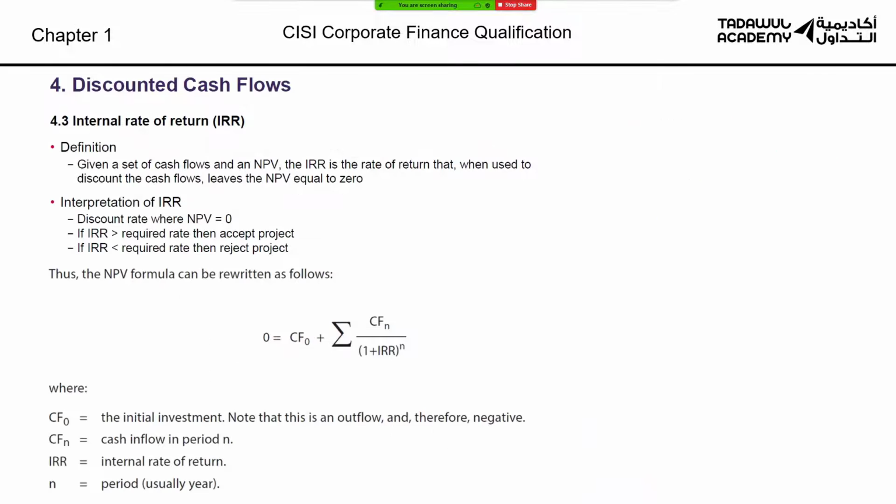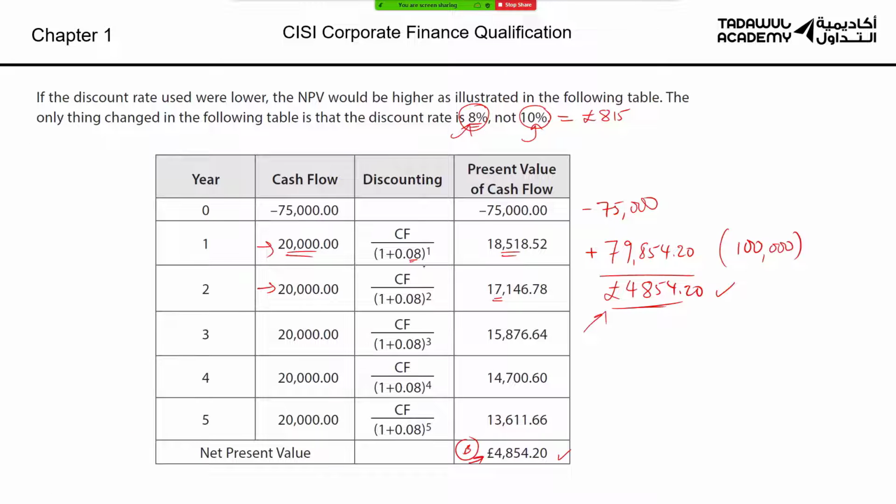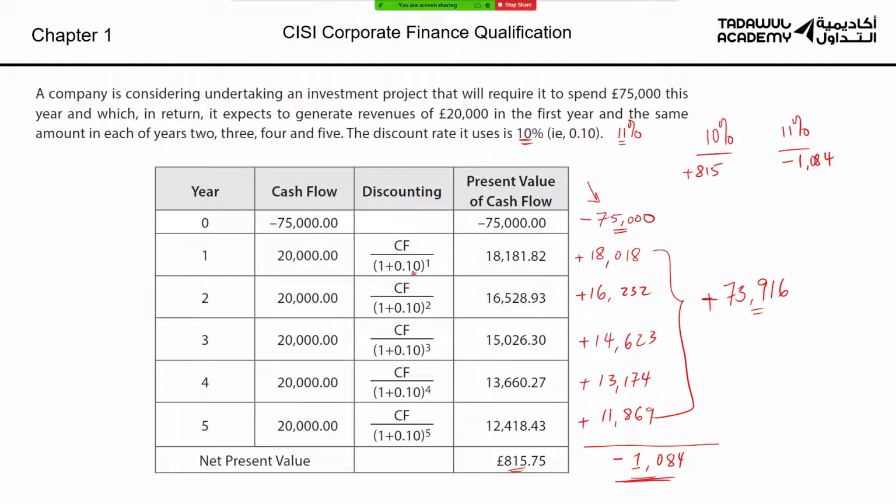Let's get into the internal rate of return. The internal rate of return is the rate right here. In the previous examples, we already had the rate. In this case, it was 8%. In the other case, it was 10. In this case, it was 11%. We already know the rate, and we use it in the calculation.